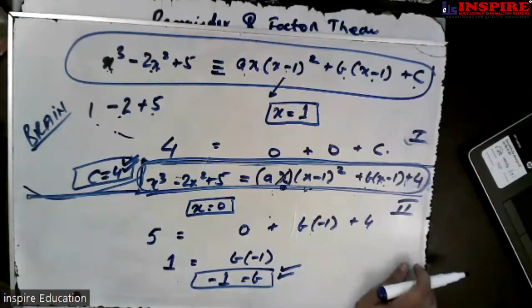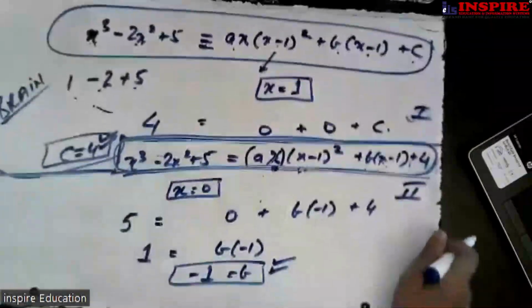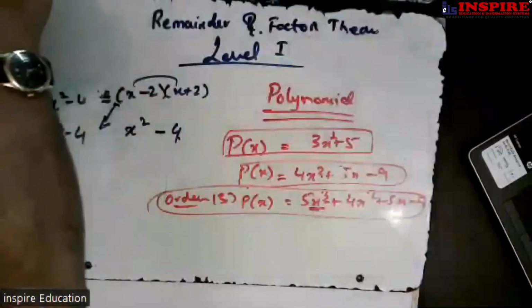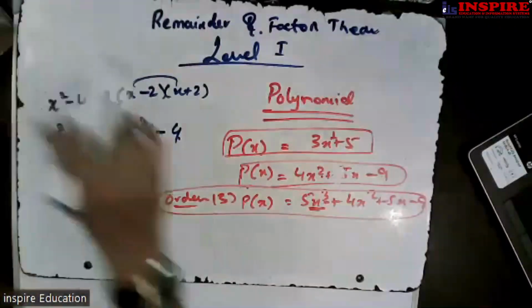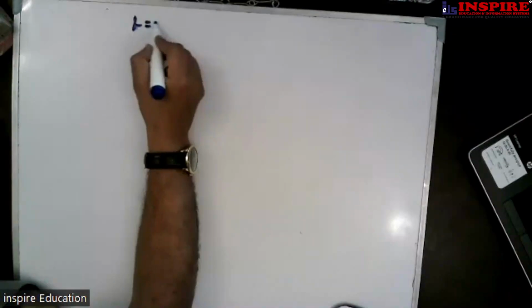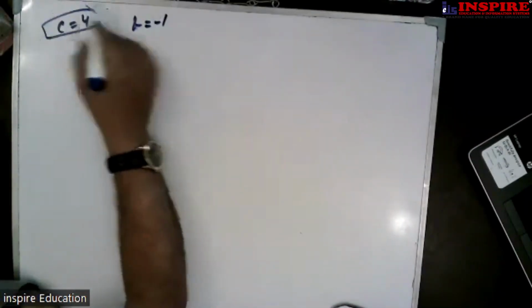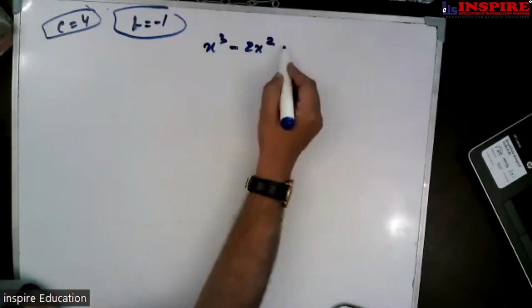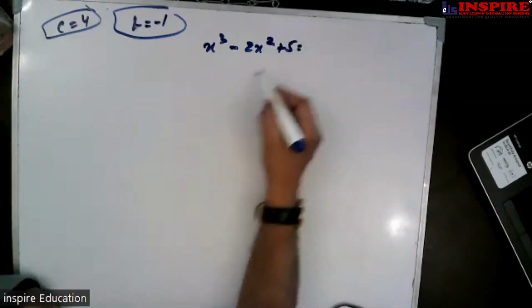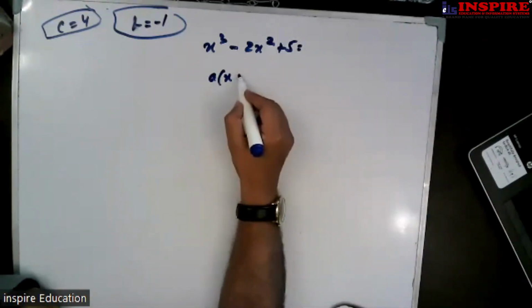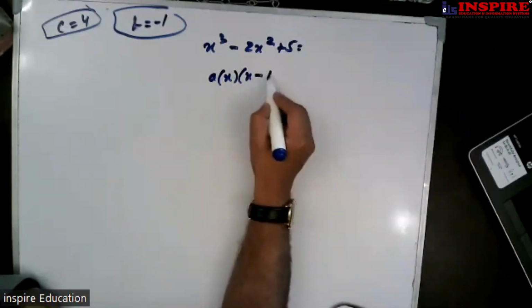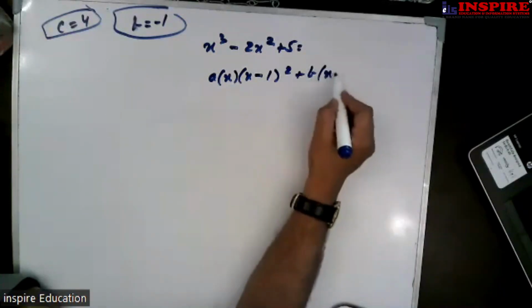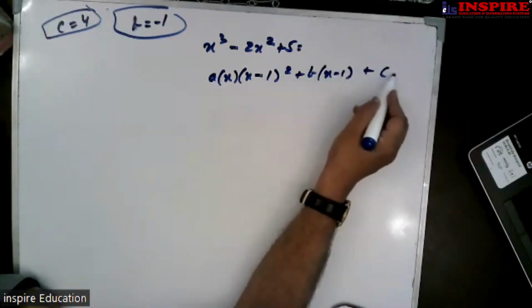After this, I have the third step. My third step is now my identity. Remember, my b was equal to minus 1, my c was equal to 4, and my original equation was x cubed minus 2x squared plus 5 is identical to a into x minus 1 squared plus b into x minus 1 plus c.